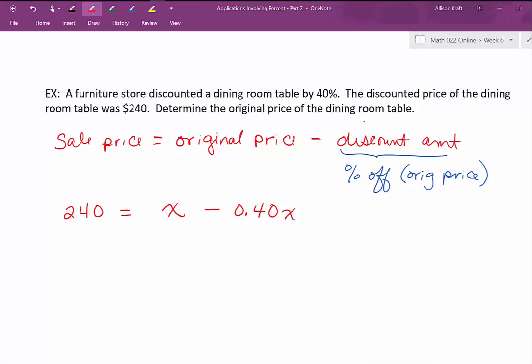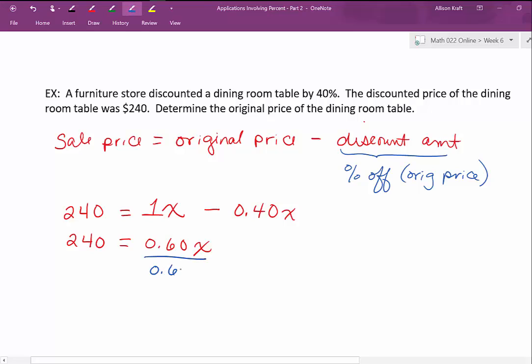We'll start by combining like terms on the right side. 240 is equal to, remember that this is 1x. When we subtract, we'll get 0.60x. To solve for x, we divide by 0.60. The original price was $400.